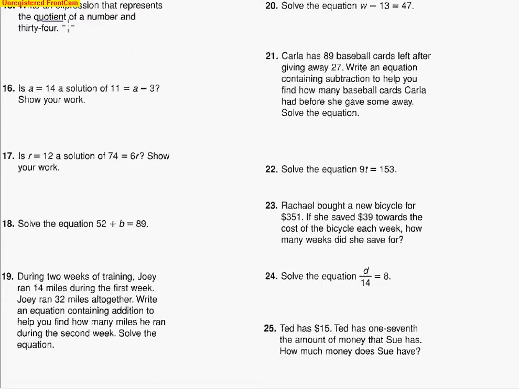Quotient means to divide. Instead of using a division sign like this, we're going to use a fraction bar. And when we read the word quotient, the next term that they talk about, the number, goes on top. So you can pick any number. I'm going to use n this time. N is on top, and then the number that they talk about next after the word "and" goes on the bottom. So n divided by 34.